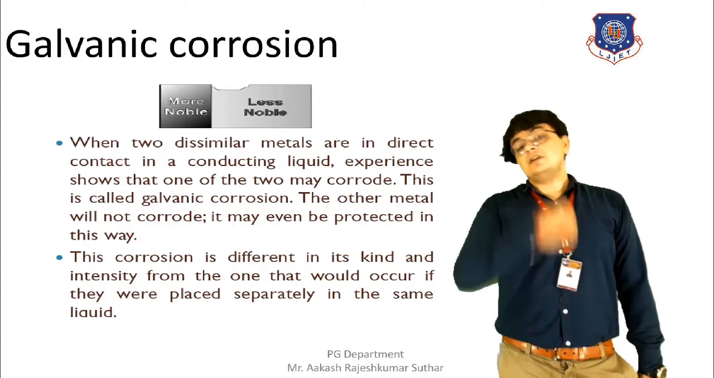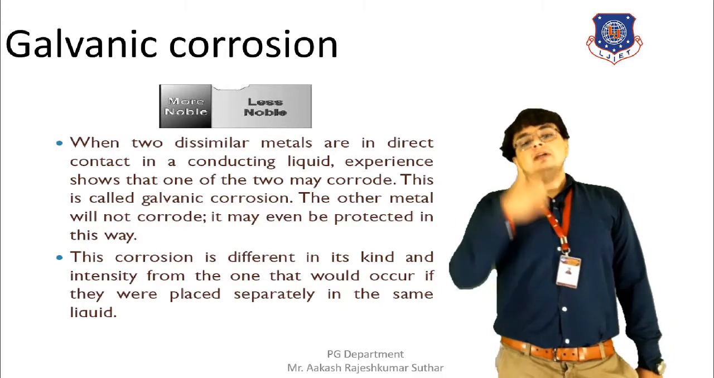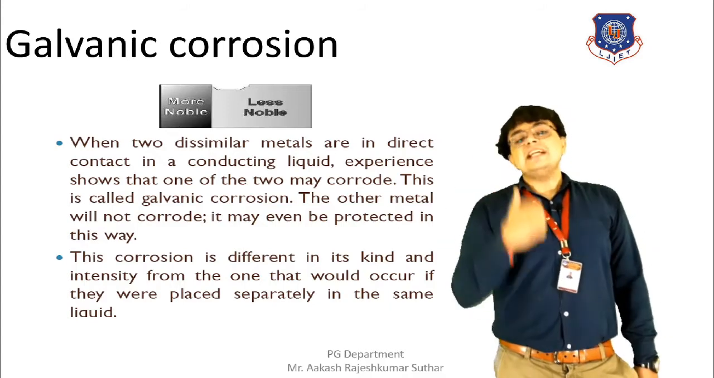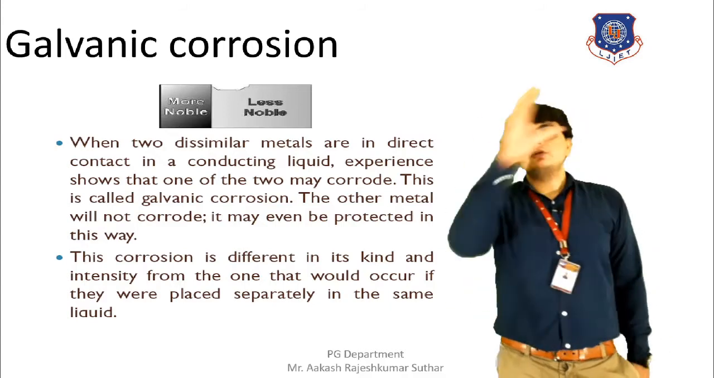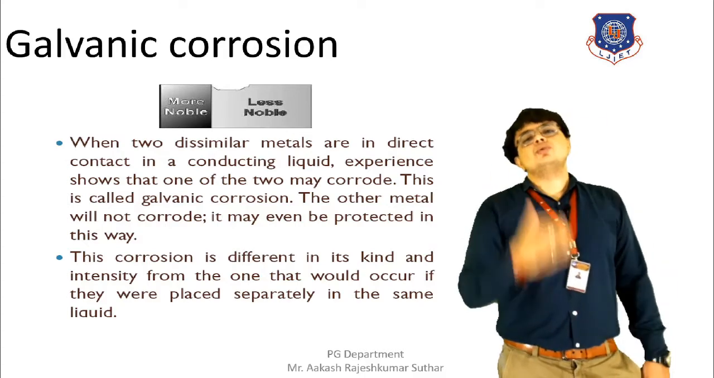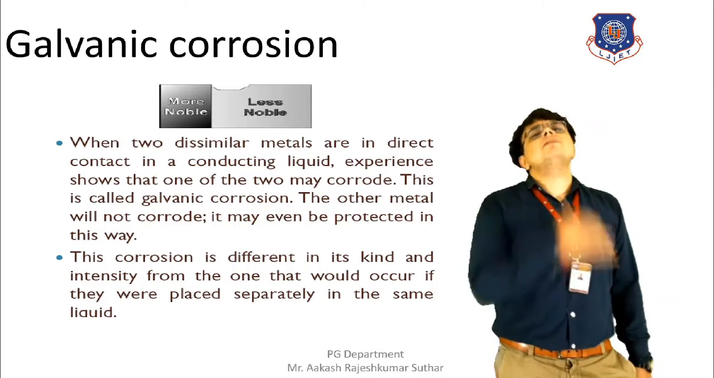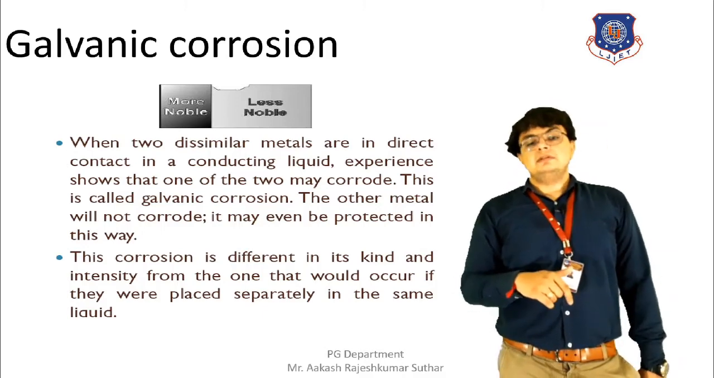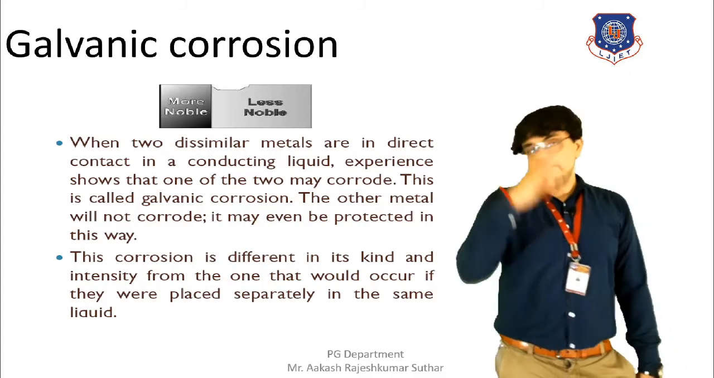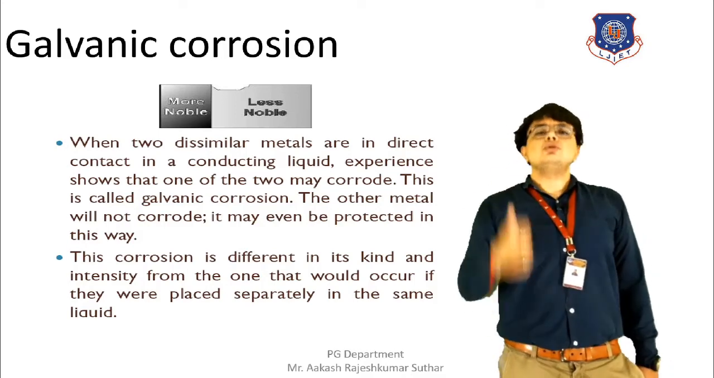And as a result of this, the other metal will not corrode right away, but the protected zone, or we can say the protected layer, will be removed. And by this, the chances of the occurrence of corrosion increase. This corrosion itself is different from the other type of corrosion. And it is necessary that if they are placed separately, then care should be taken. So this is how galvanic corrosion takes place.